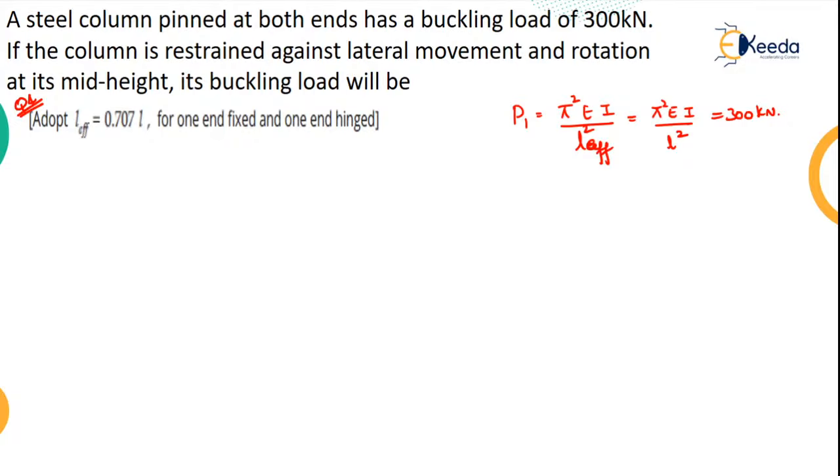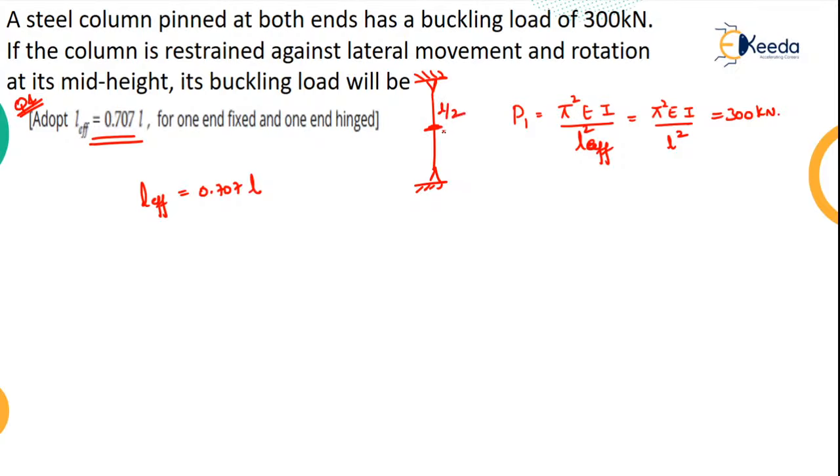Now, if the column is restrained against lateral movement and rotation at its mid height, its buckling load will be. So he is telling they have restricted the column's lateral movement and rotation exactly at the mid height. In that case, your L effective will be 0.7. Here he has given to adopt the L effective as 0.707 L for one end fixed and one end hinged.